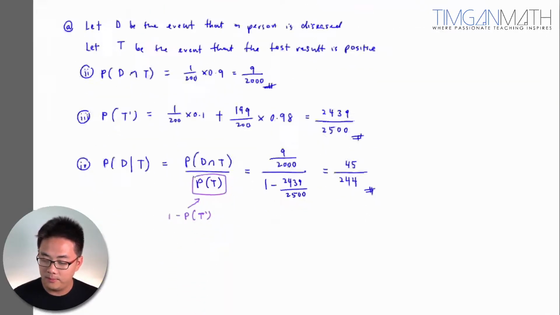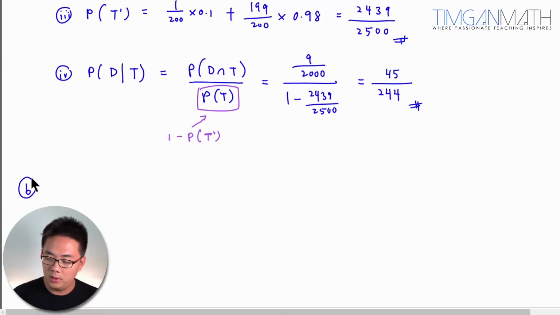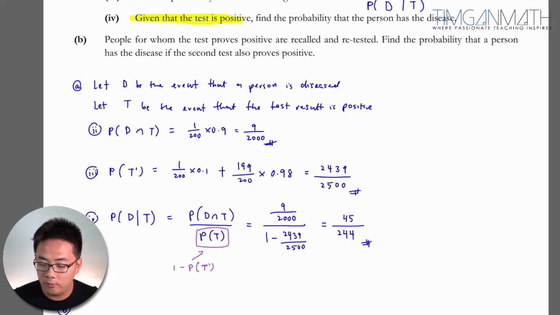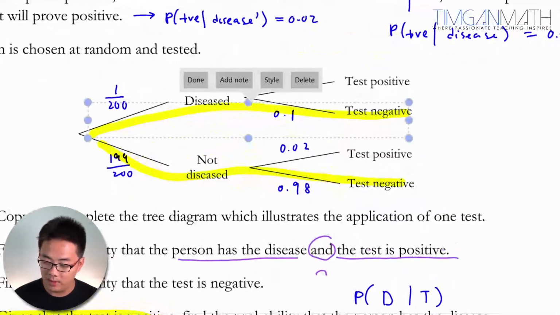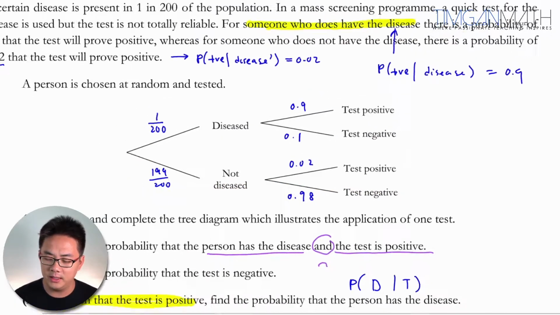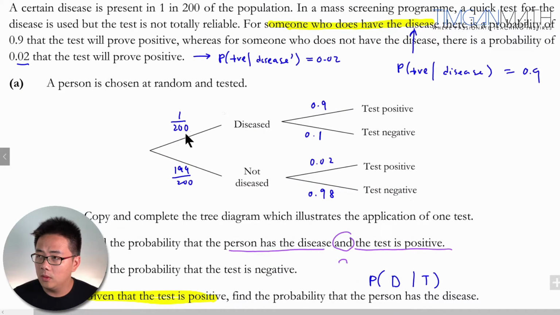So now let's look at B. B is an interesting one, because you're told that people for whom the test proves positive are recalled and retested. Find the probability that a person has the disease if the second test also proves positive. Okay, so here, this is the diagram. Basically, if you are tested positive, you are asked to be tested again, so retested.